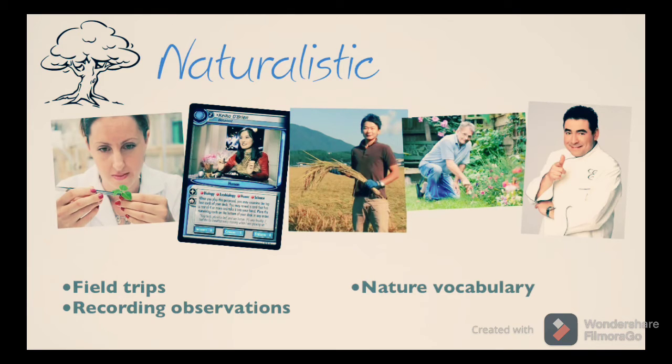Nature vocabulary. You could conduct a lesson that focuses specifically on vocabulary to describe the features of nature in their hometown or in their country. Things like photography and geography could also be appealing to naturalistic intelligences. Sometimes I'll have my elementary learners design countries, and they have to think about the geography of their country.